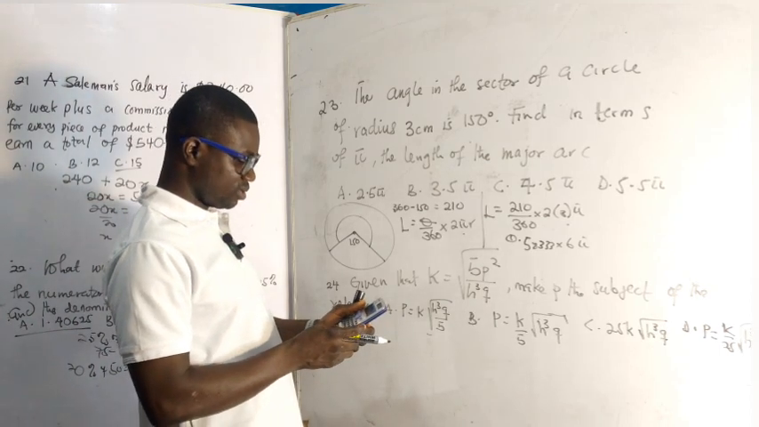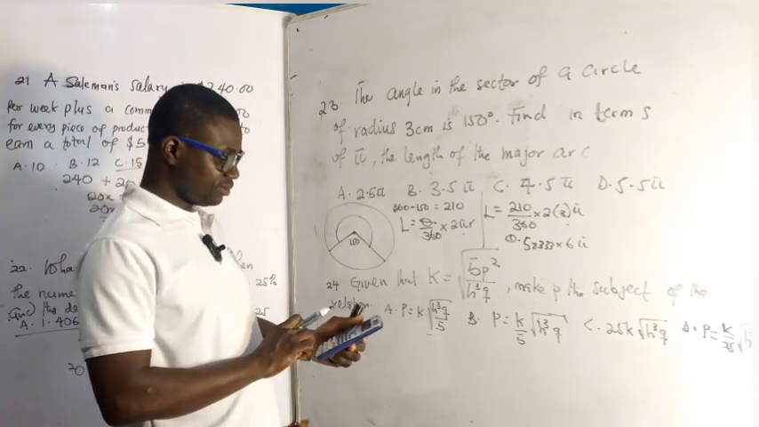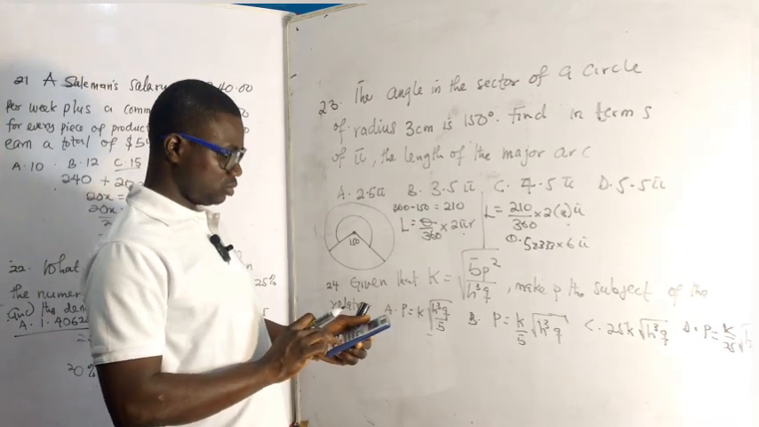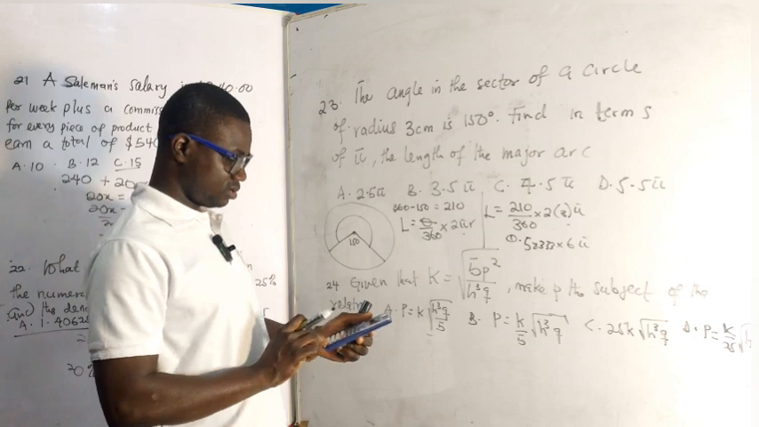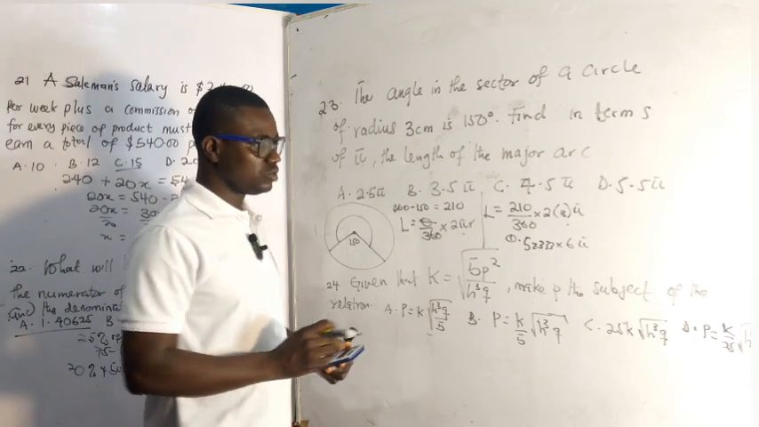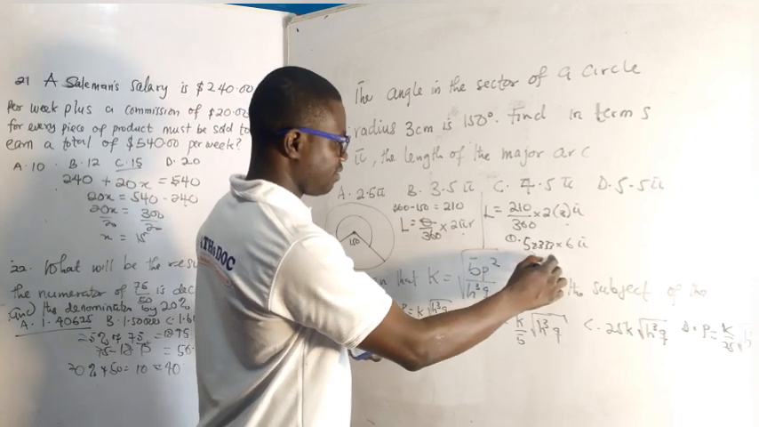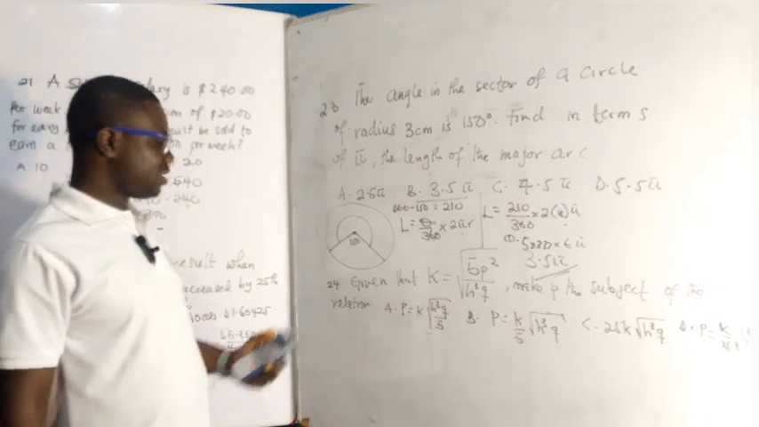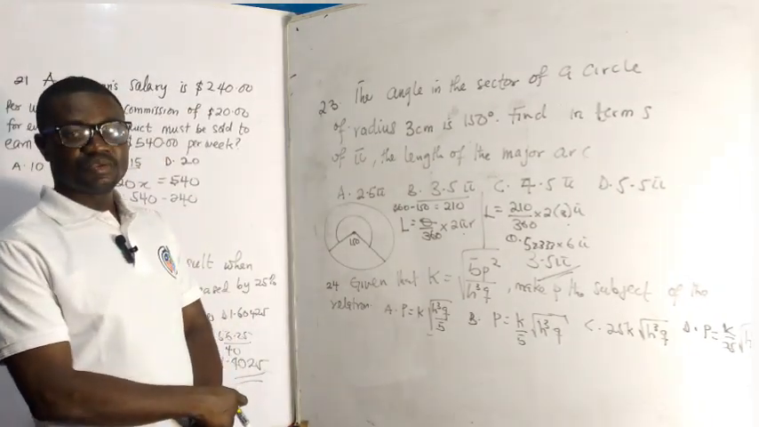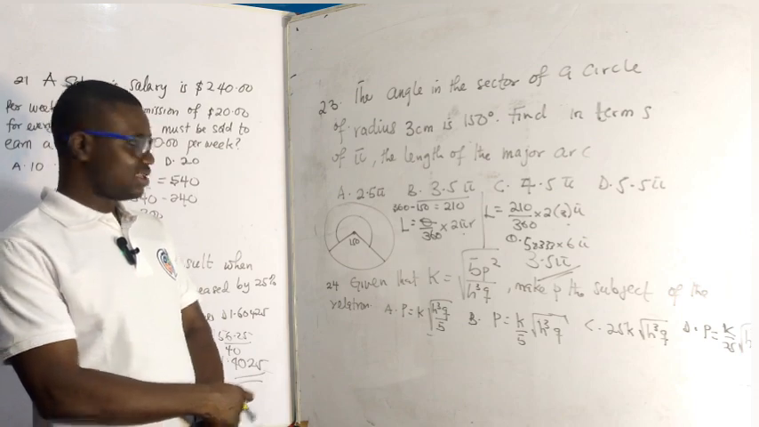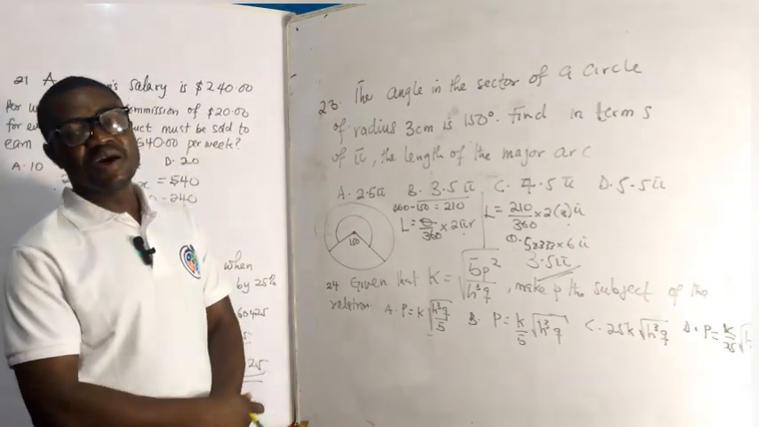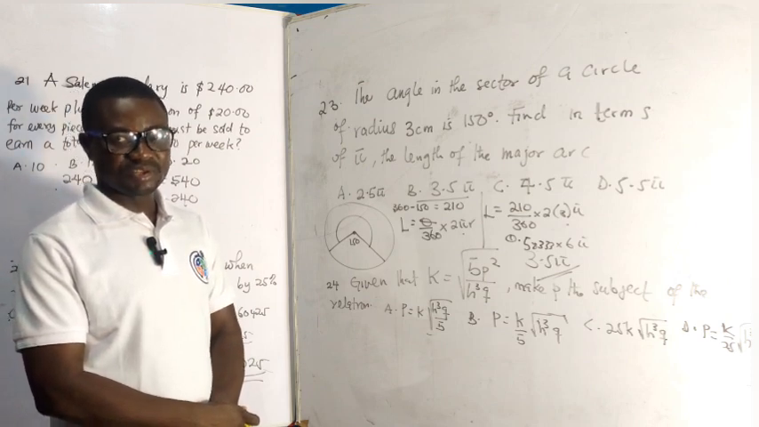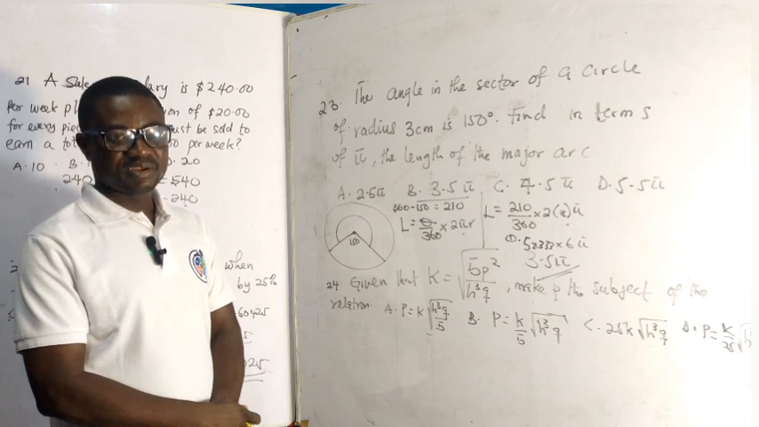Let's do that quickly. We have 210 divided by 360 times 6, and that value times 6 will give you 3.5 pi. And what was the answer? B. Now, for you to also make progress, question number 24 is for you as a trial test. Please work it out, send your solution to the comment section, and we progress.